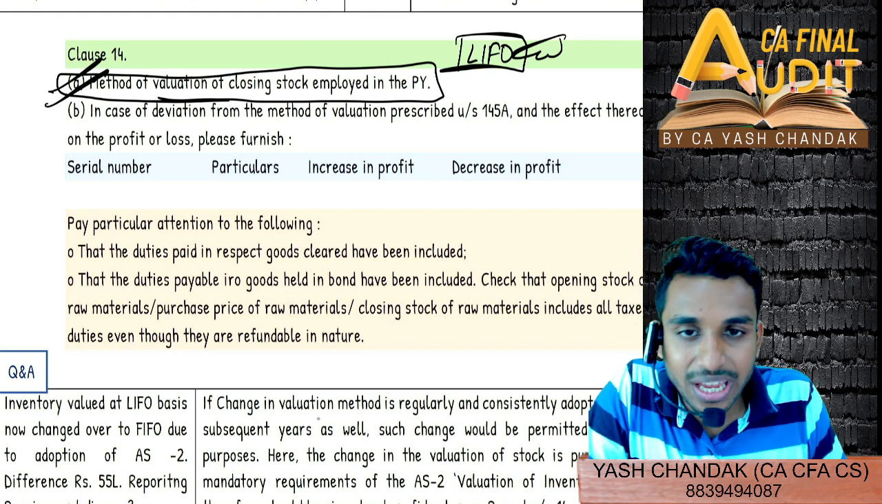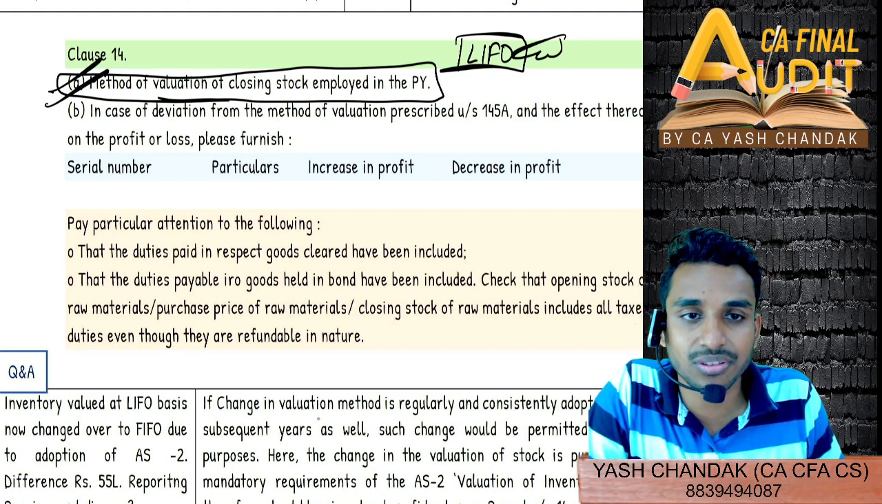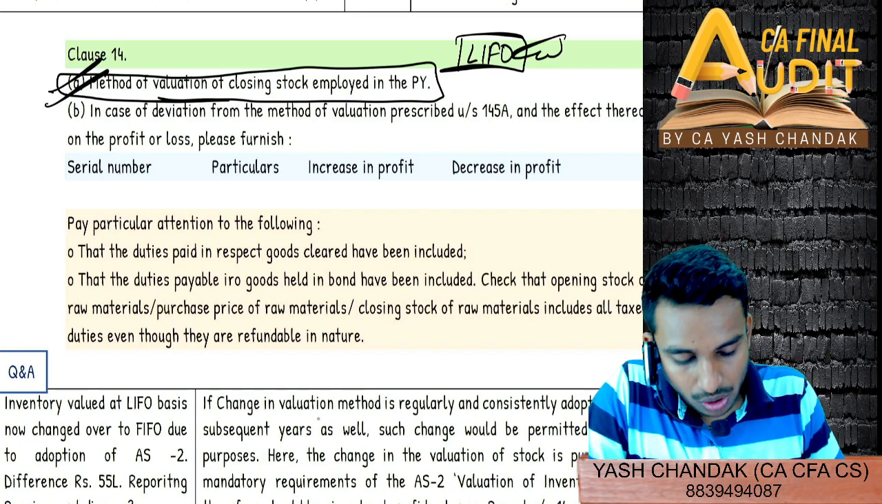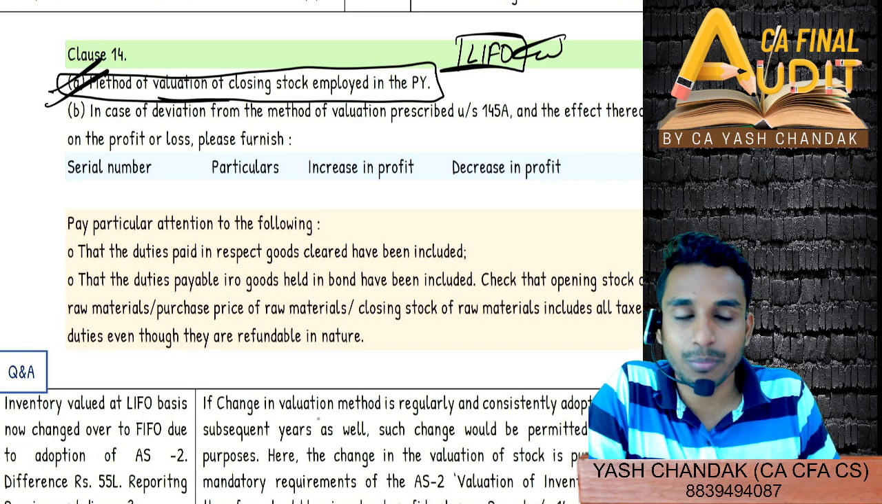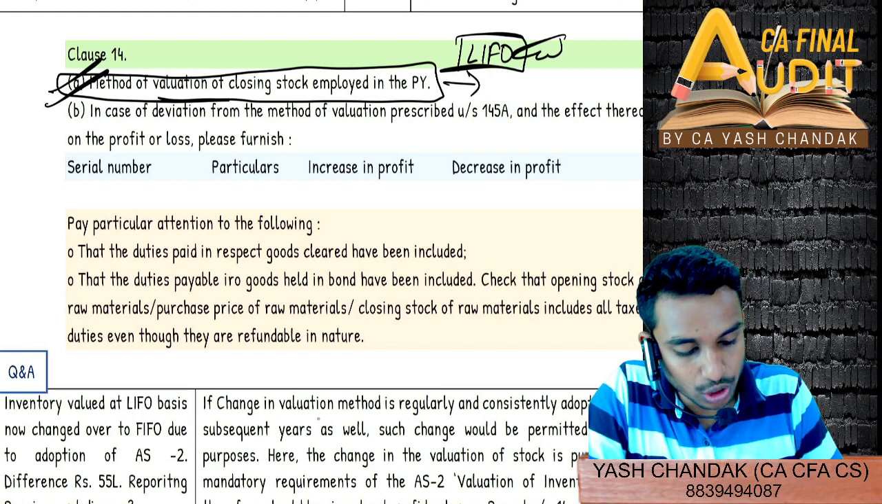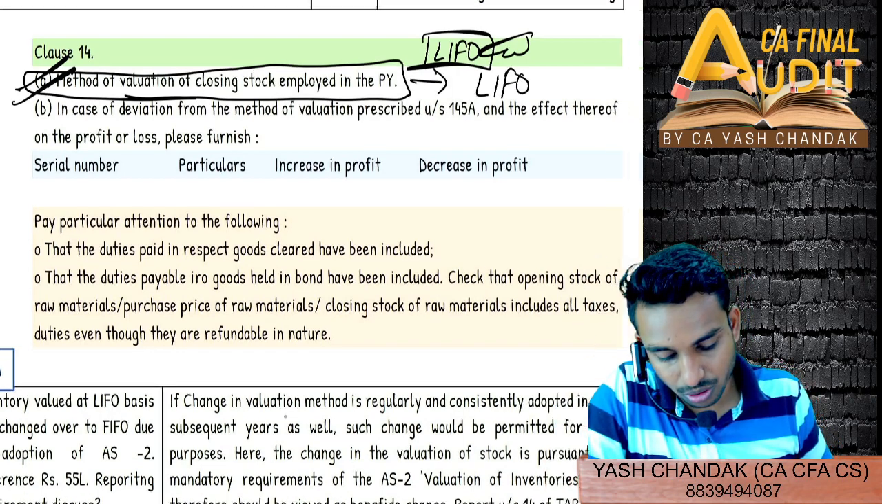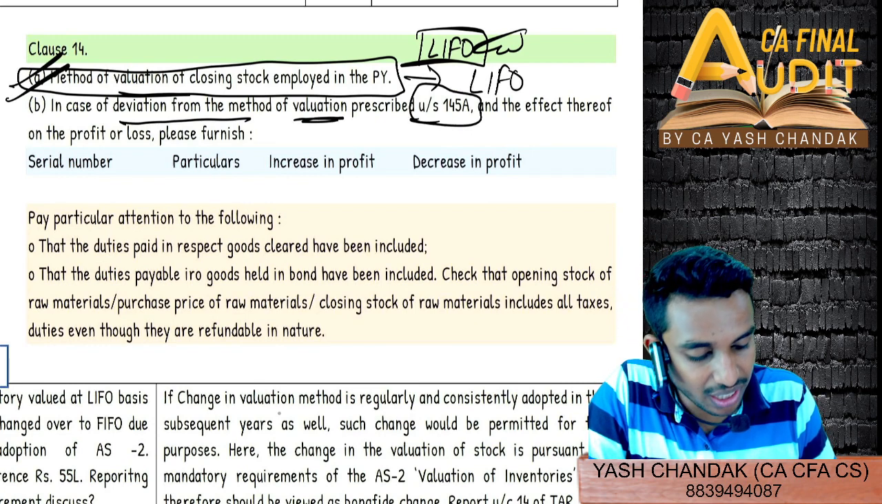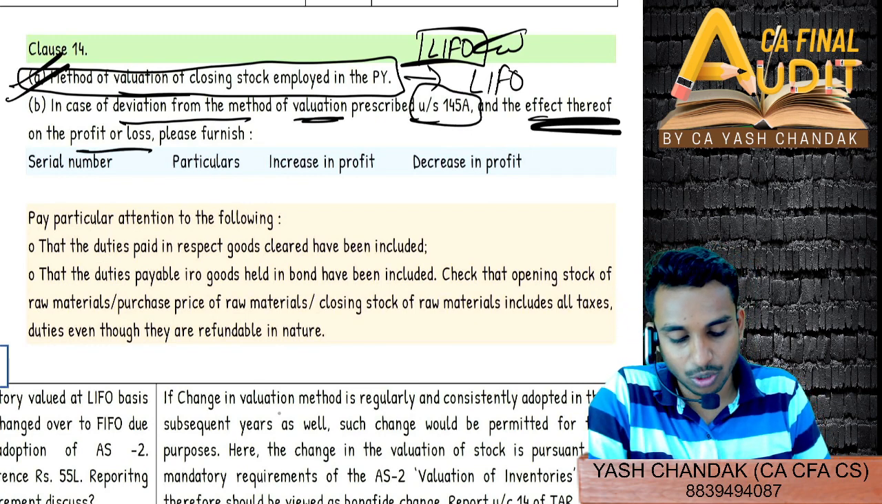But do we have any such restriction under income tax? No. So even if I am valuing my inventory as per LIFO, I have to specify here the method of valuation of closing stock, LIFO. In case of deviation from the method of valuation prescribed under section 145A, the effect thereof on the profit and loss, please furnish.